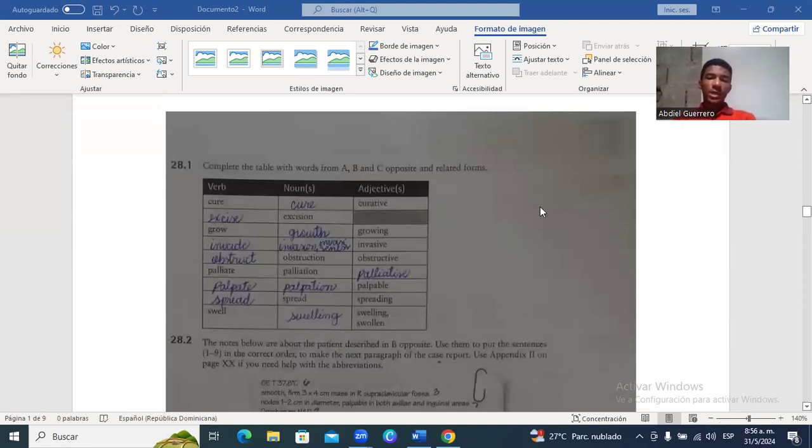Complete the table with a word for name, B and C opposite, and related forms. Verb, noun, adjective. Cure, curative. Excise, excision. Grow, growing. Invade, invasion, invasive. Obstruct, obstruction. Palliate, palliation, palliative. Palpate, palpitation, palpable.